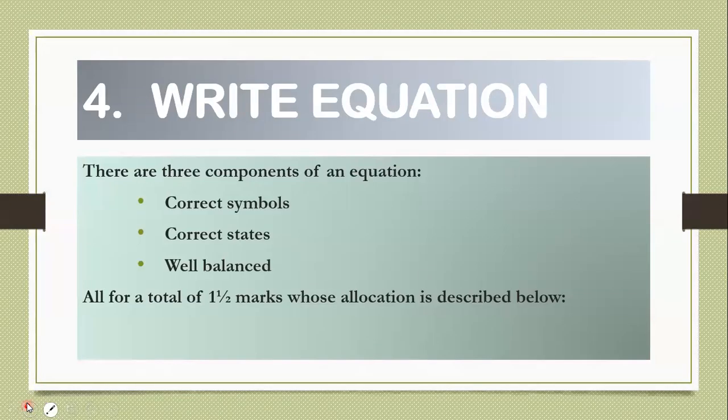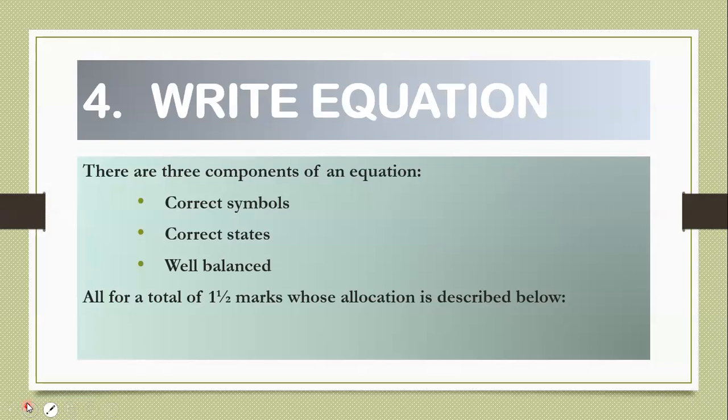So on our next slide, we have a very important characteristic of chemistry as a subject, which is writing equations. And in case you're required to write an equation, you have to look out for the following: the use of correct symbols, the use of correct states, and making sure that you balance your equation. In total, this will go for 1.5 marks in most cases. But we have some other equations where it's not necessarily 1.5 marks, but these are the most common ones.